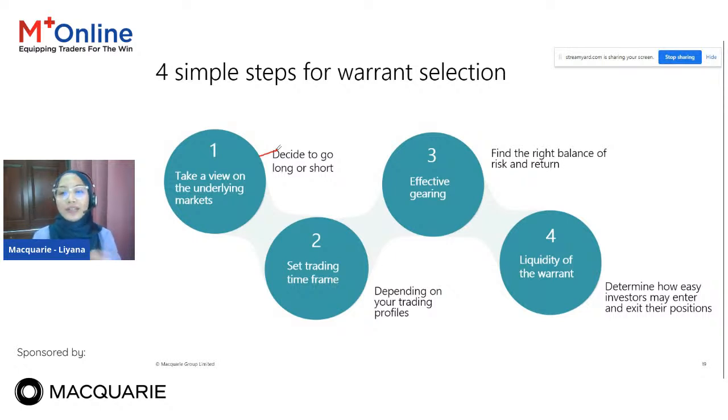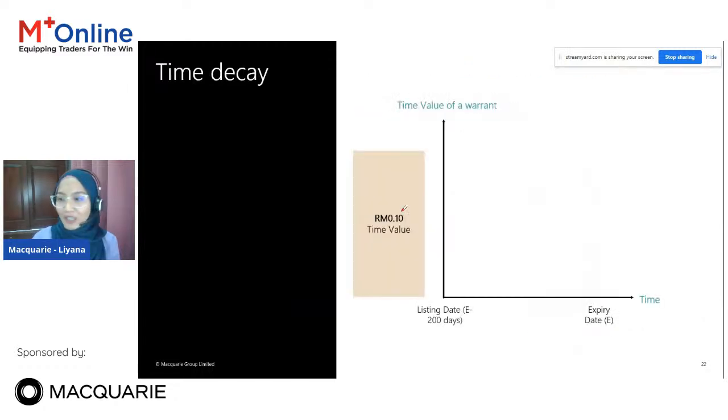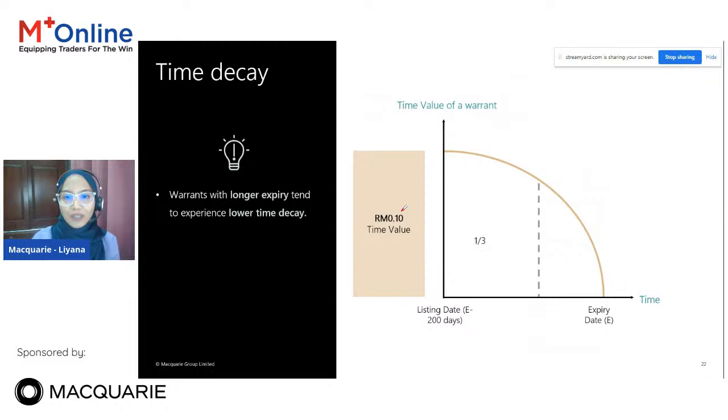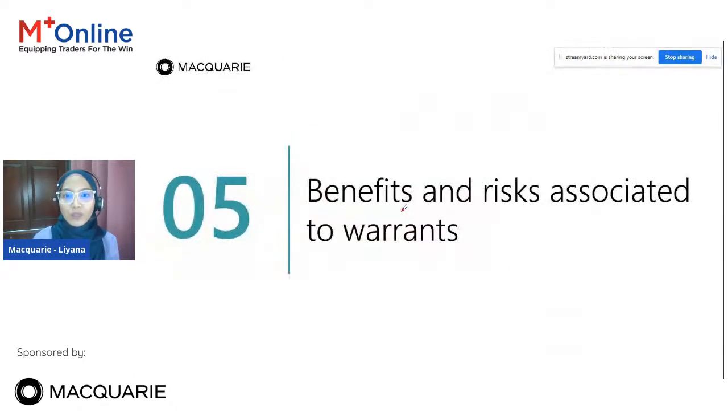So dekat sini kesimpulannya adalah dalam pemilihan structured warrants, you have to remember all of these 4 steps. But yang number 4 tu, you have to look at the liquidity, not look at the trading volume. Okay. Alright. This one I will not touch about this because I rasa kita dah kesuntukan masa. Okay. Tapi tak apa. Next time kalau Macquarie ada buat apa-apa webinar, then you all boleh join.